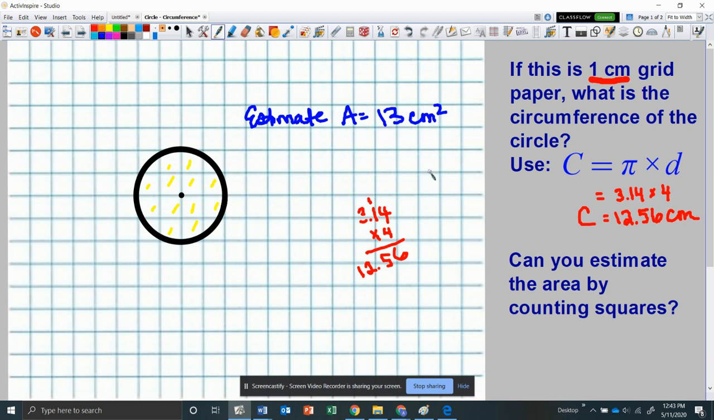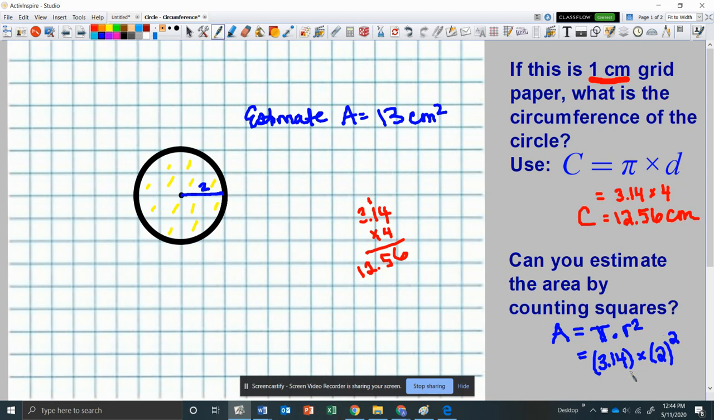And actually there's a formula for this, but I can look at this and I can tell that it's about 13, okay? Because I can look at how many squares there are. And the formula for this goes like this. Area equals pi times the radius to the second power. In this case, we're going to put in 3.14. And the radius here, well, that would be half the diameter. This is the radius from here to here, and that's 2 centimeters.